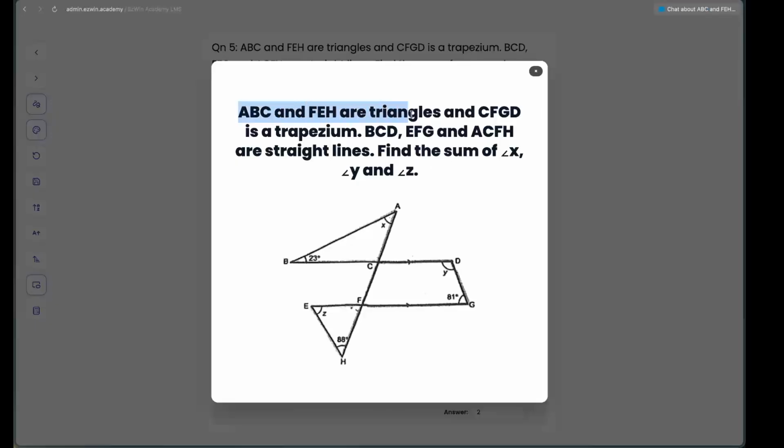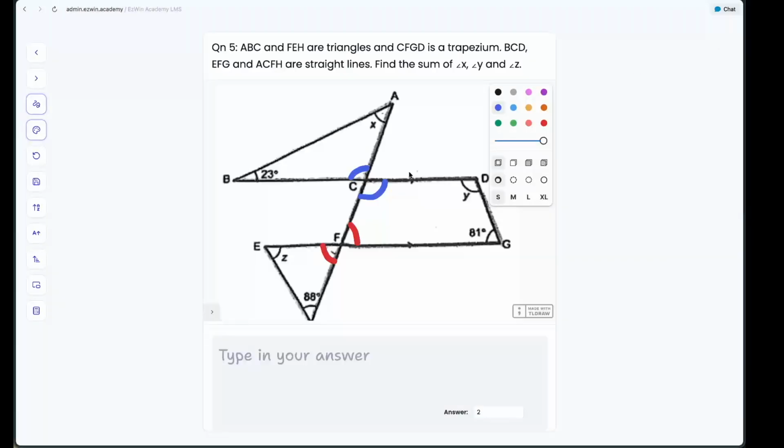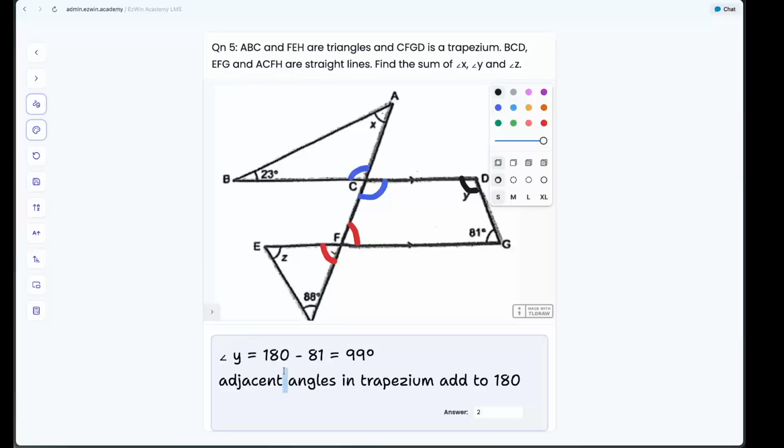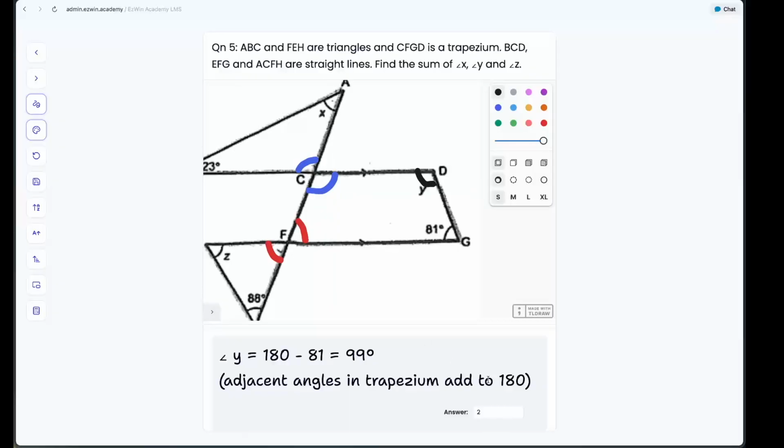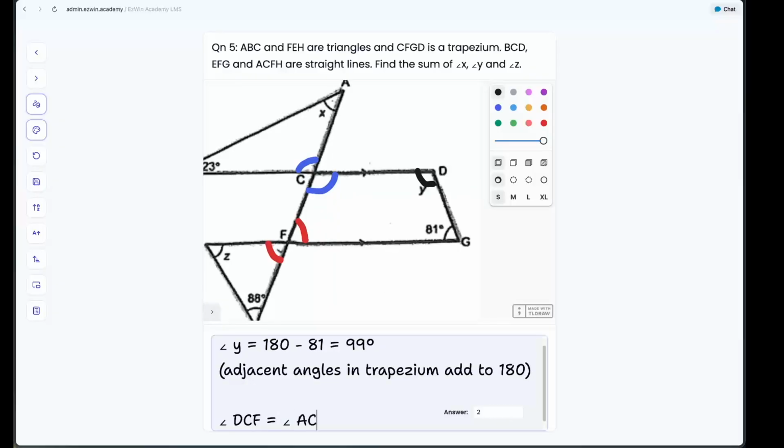Question 5. ABC and FEH are triangles and CFGD is a trapezium. BC, EFG, and ACFH are straight lines. Find the sum of x, y, and z. Okay, let's start with the simplest one, which is angle y over here. So angle y is basically 180 minus 81, and this will give us 99 degrees. Reason is adjacent angles in trapezium add to 180. So now we are left with x and z. So the thing is that we know angle DCF is equal to angle ACB.